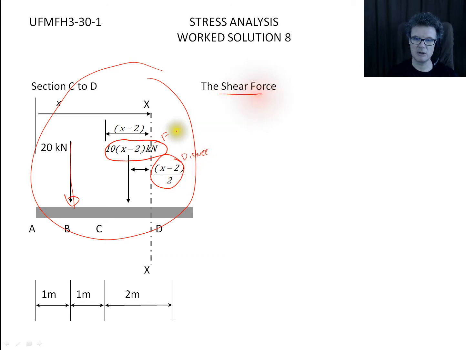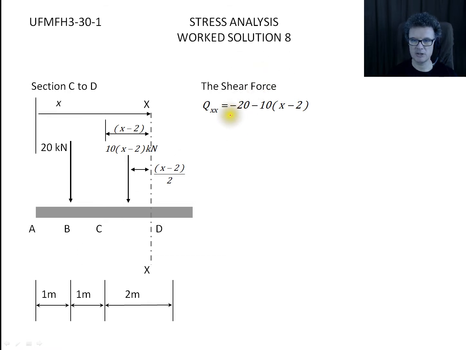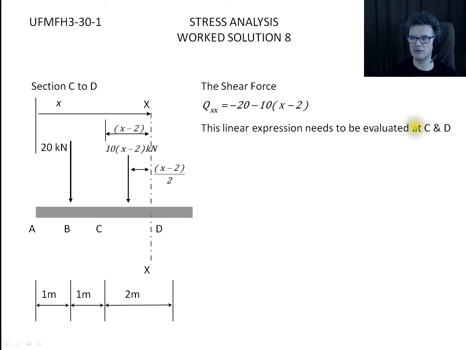So for the shear diagram, we're only interested in forces. So what can we see left of us? We can see that there's a minus 20 left of us. We can see that there's going to be a minus 10 (x minus 2), and that's it. Now again, you keep these nice and separate for when you'll want to drop them down into your M equation, your bending moment equation. So this is a linear expression and it needs to be evaluated for C and D.